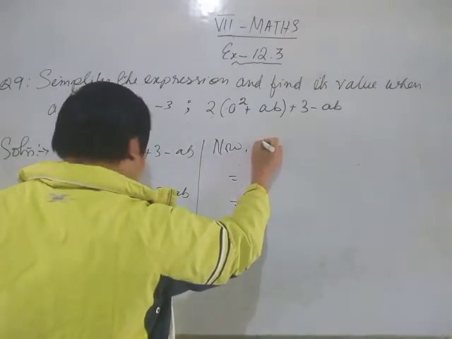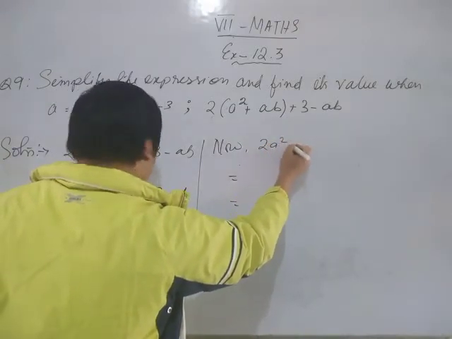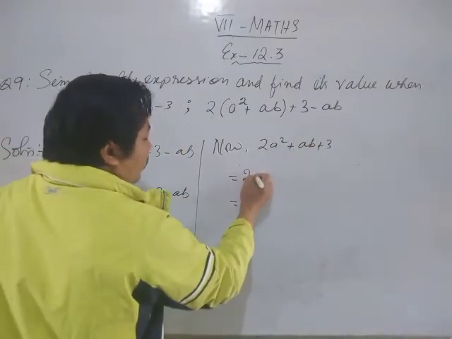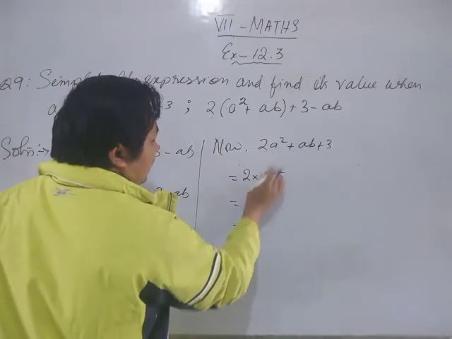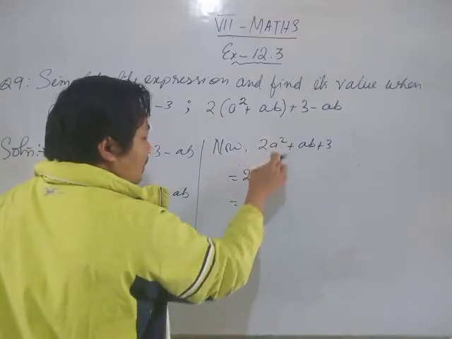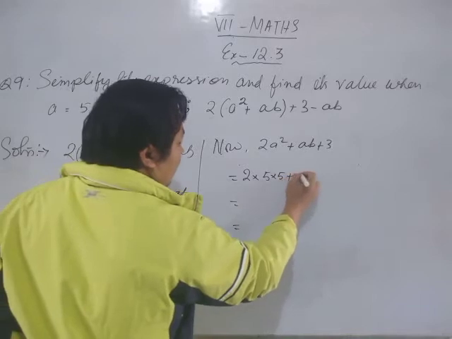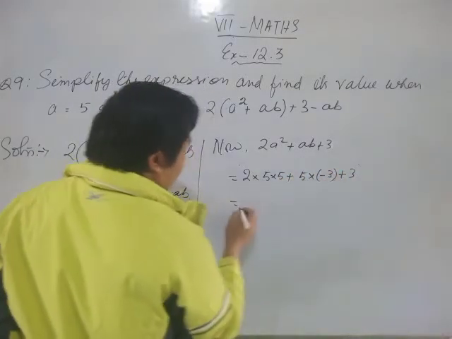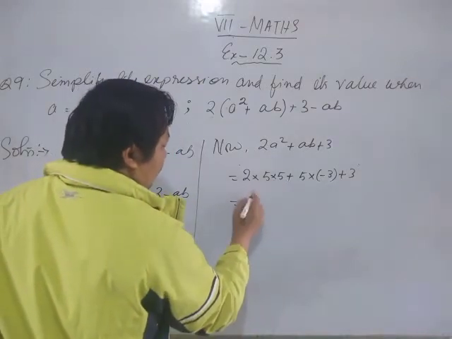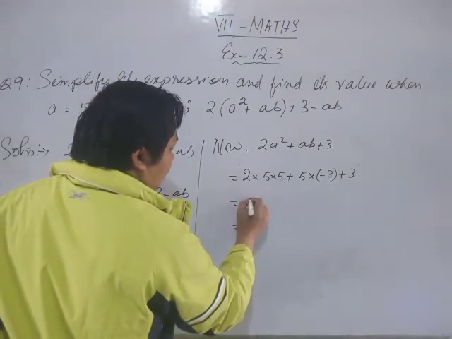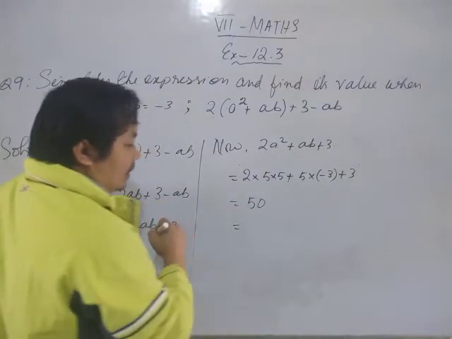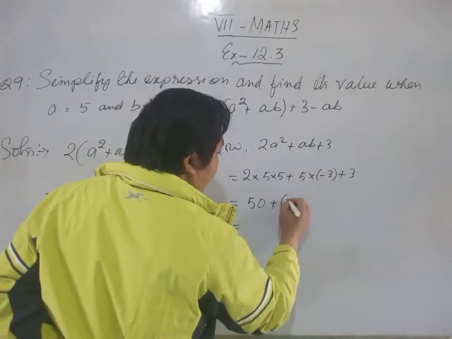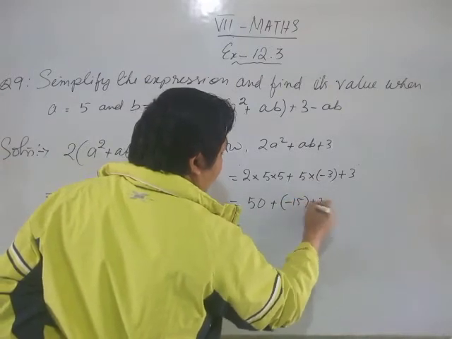Now the value of this expression twice a square plus ab plus 3. Now it implies that 2 we multiply with 5, isn't it? Square means a into a, means 5 into 5, plus 5 into minus 3 plus 3. Now if we multiply these two, how much are we getting here? 5 times 25, 25 twos are 50, isn't it? Yes. 50 plus, if you multiply these two, you will get here minus 15 plus 3, isn't it?